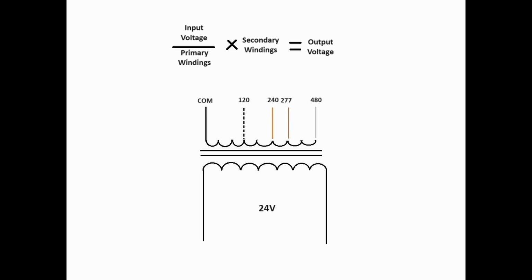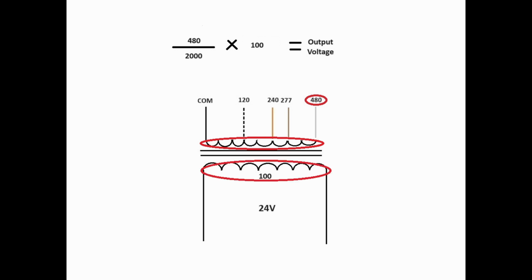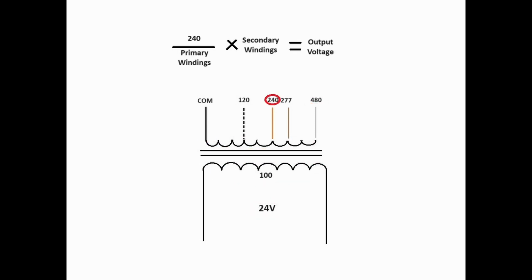So let's say there are 100 windings on the secondary side. If we have 480 volts divided by 2000 primary windings, then multiplied by 100 secondary windings, we get 24 volts output. If we put 240 volts through 1000 windings, we get 24 volts output. 120 volts through 500 windings also makes 24 volts on the secondary side.